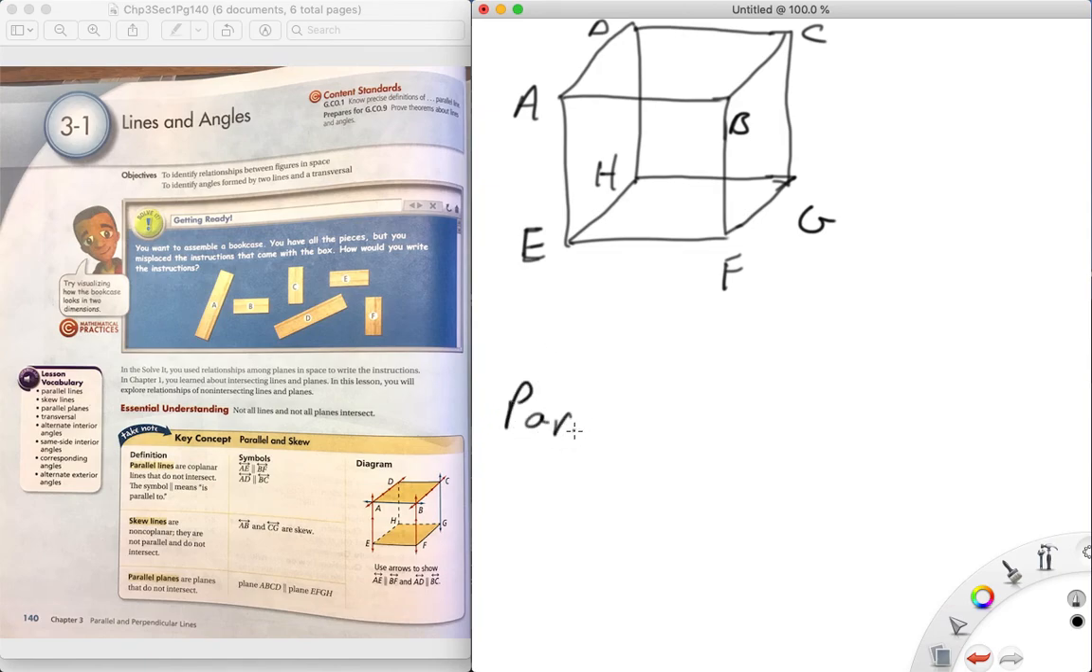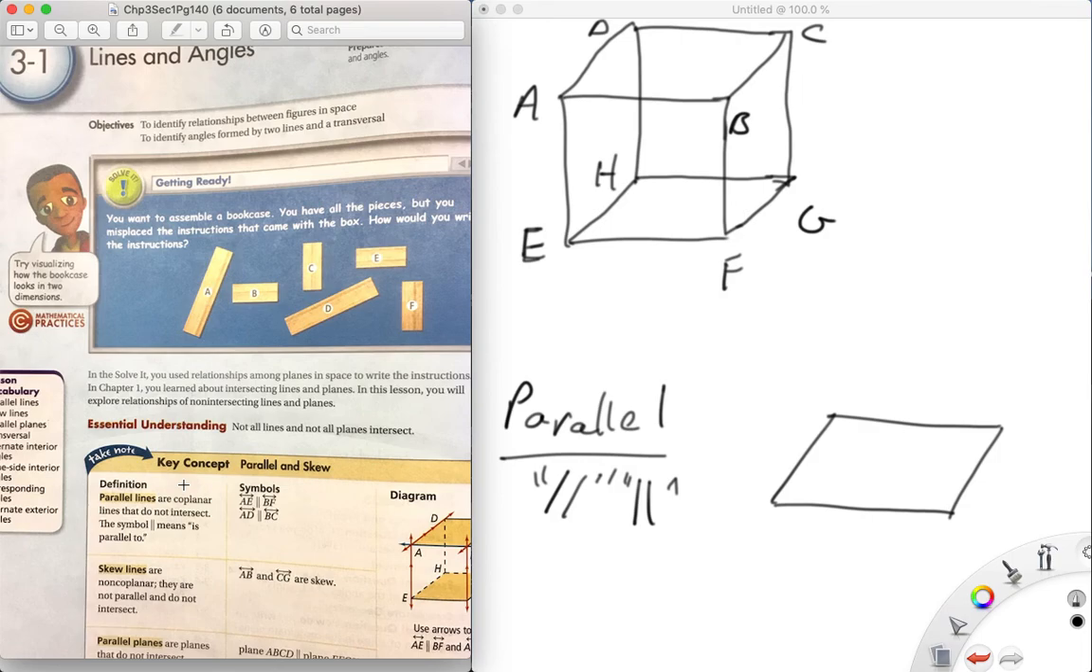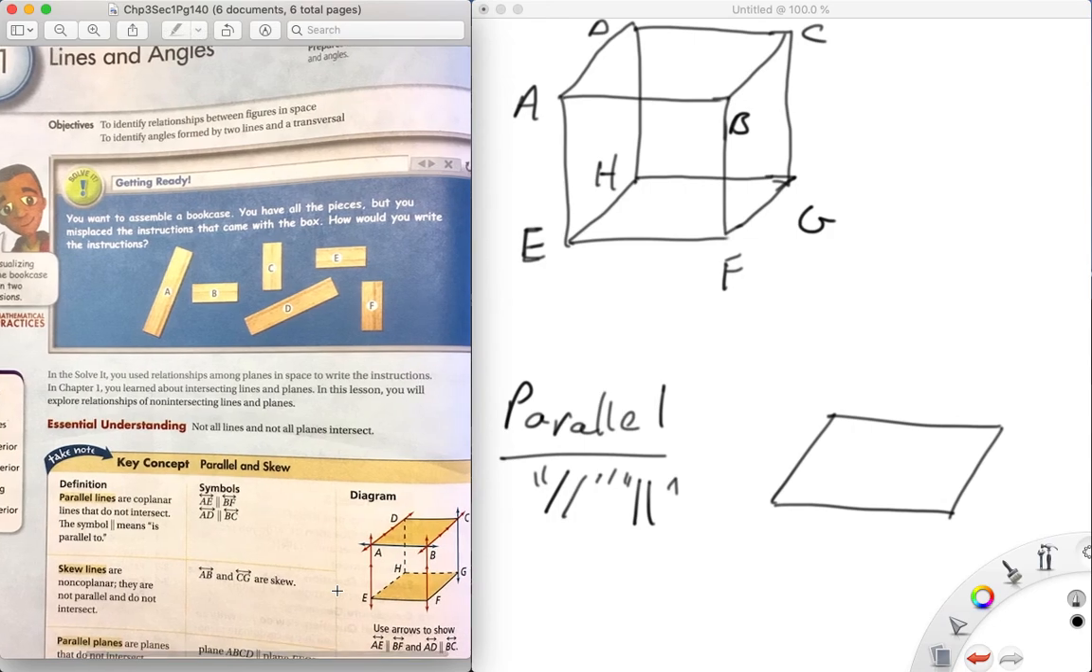Parallel has a particular symbol associated with it, and the symbol is these two little lines. Either they're slanted or they're straight up and down. So this means parallel. And according to this book, which I agree with, parallel lines are lines that never intersect and they're coplanar, meaning they're inside the same plane.